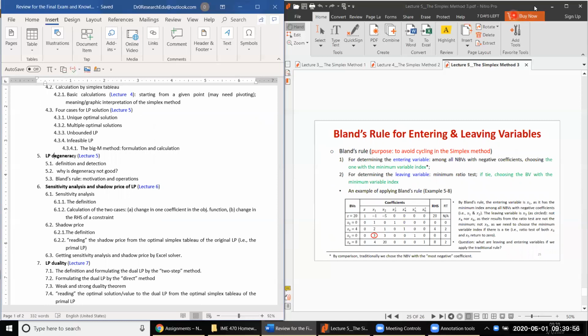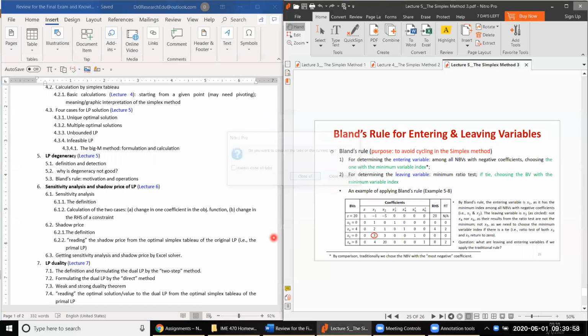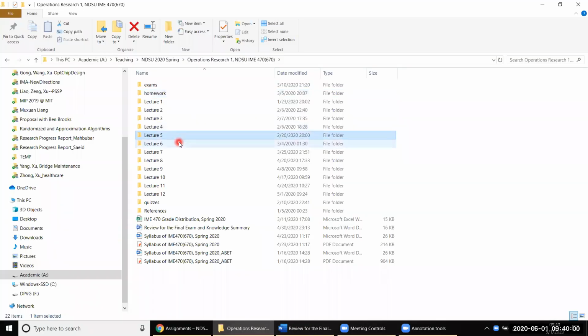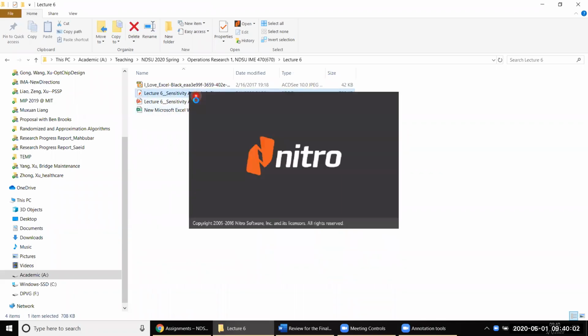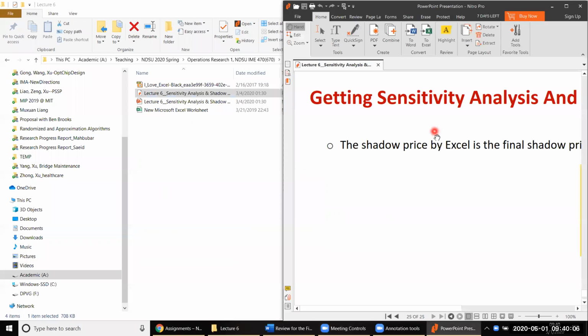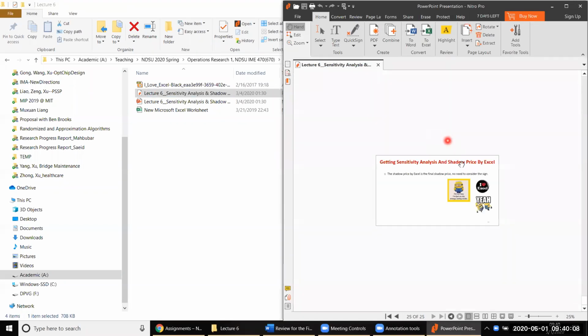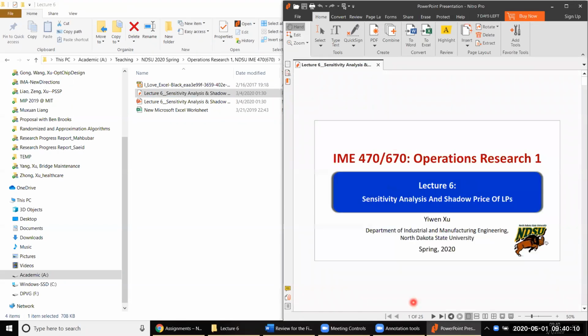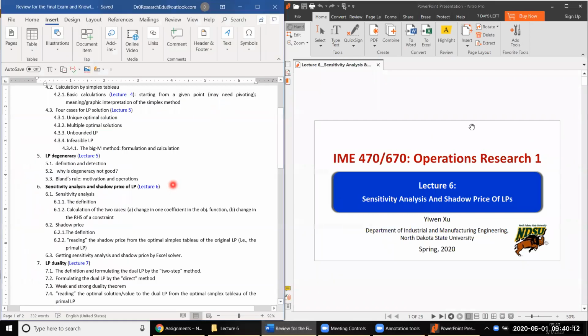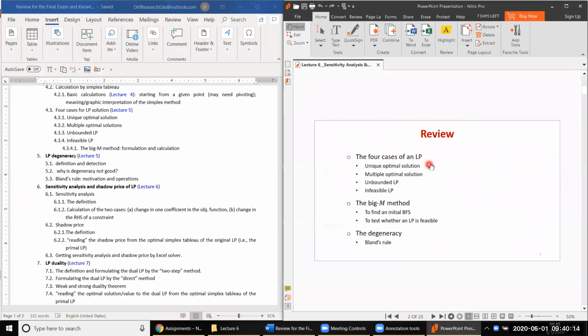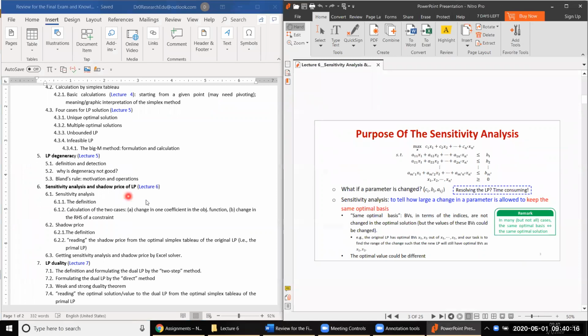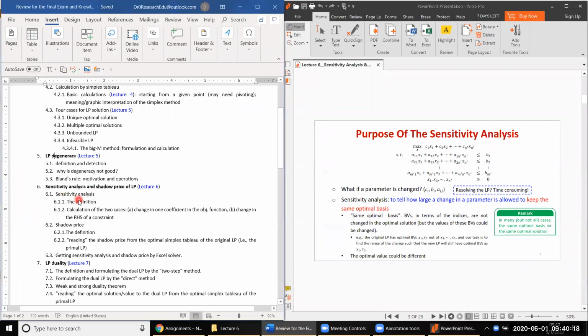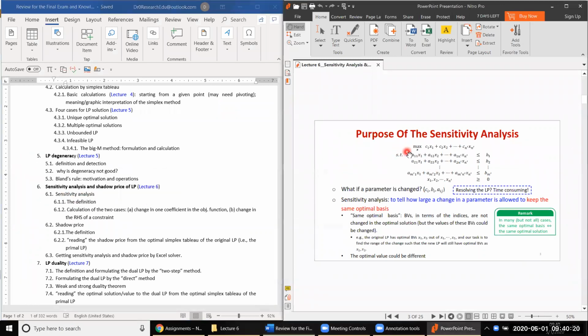Then let me close all of them. After that, we had sensitivity analysis and shadow price. For sensitivity analysis and shadow price, the most important thing is the definition: what does sensitivity analysis mean and what does shadow price mean?